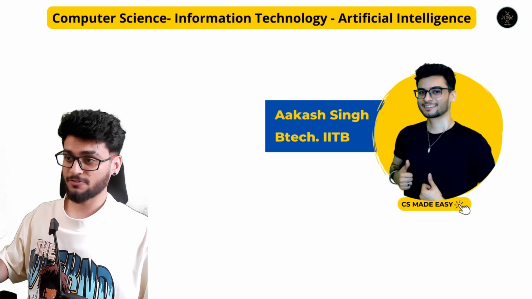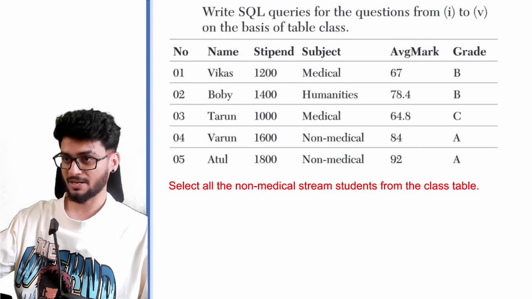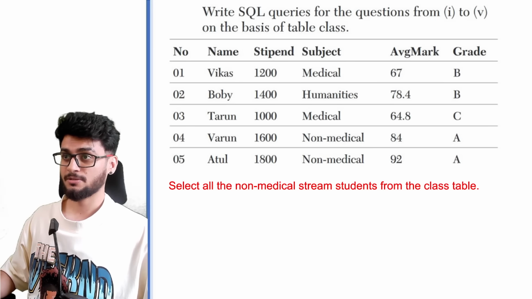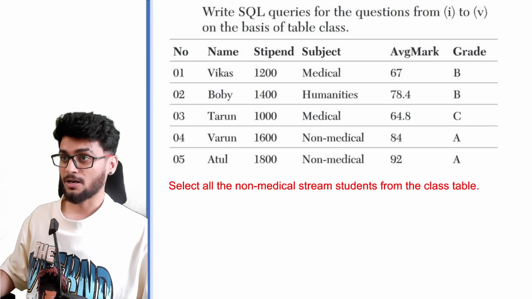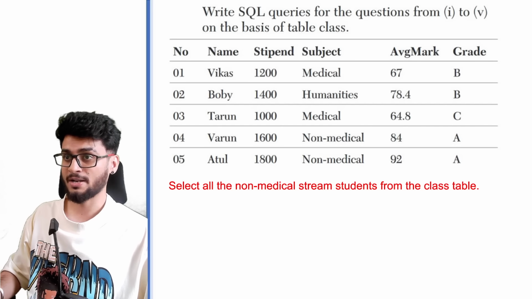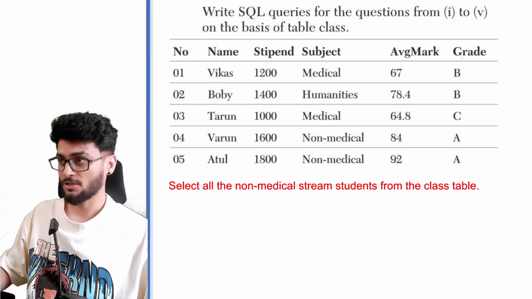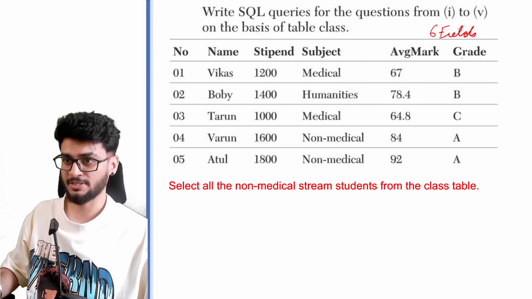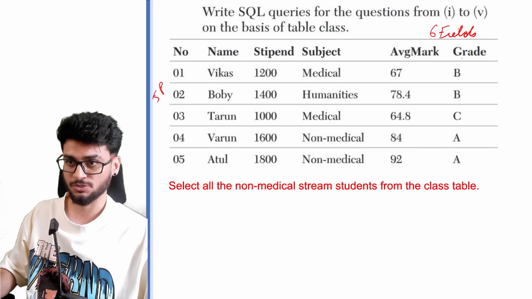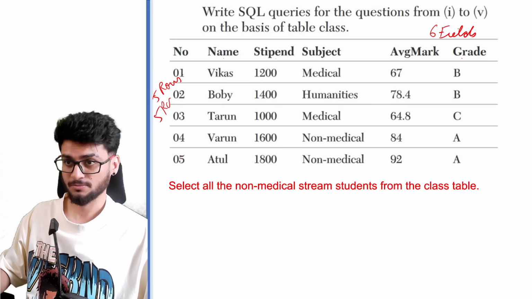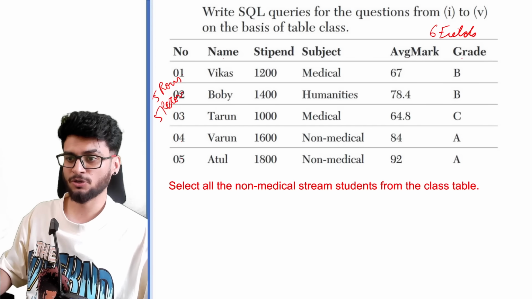So without any further ado, let's begin the session by talking about the first question. So the question asks you, हमें SQL queries लिखनी है for this table. Now this table has 1, 2, 3, 4, 5, 6. So there are 6 fields and 1, 2, 3, 4, 5, 5 rows, or you can also say 5 records. So you need to know this terminology.